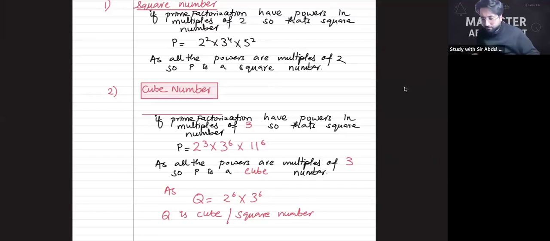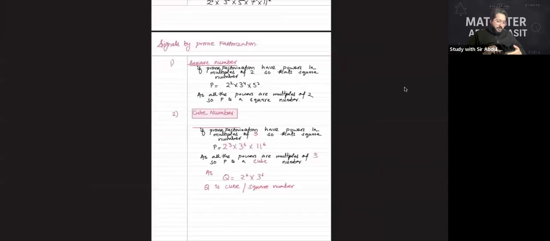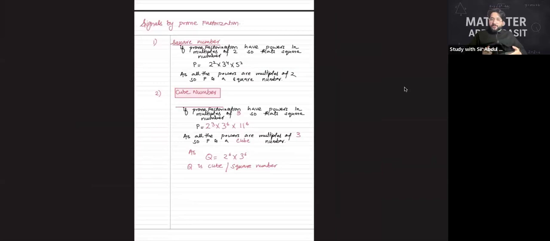Yes or no? Agree, everybody or not? Yes. Any problem so far? Any problem? No, sir. Okay. Proceeding. These are the signals given by the prime factorization.